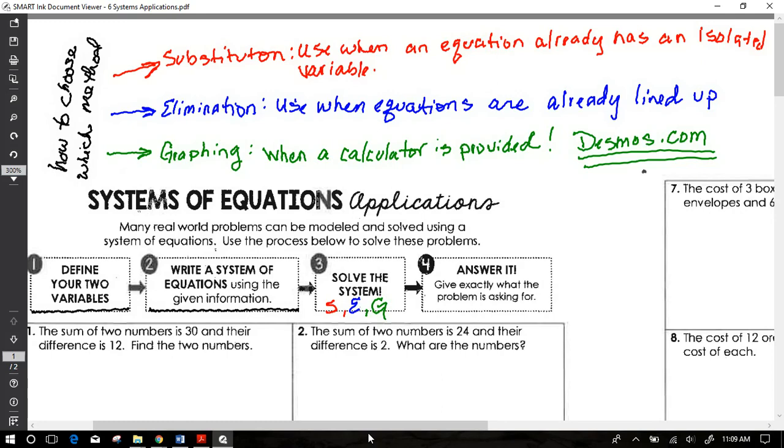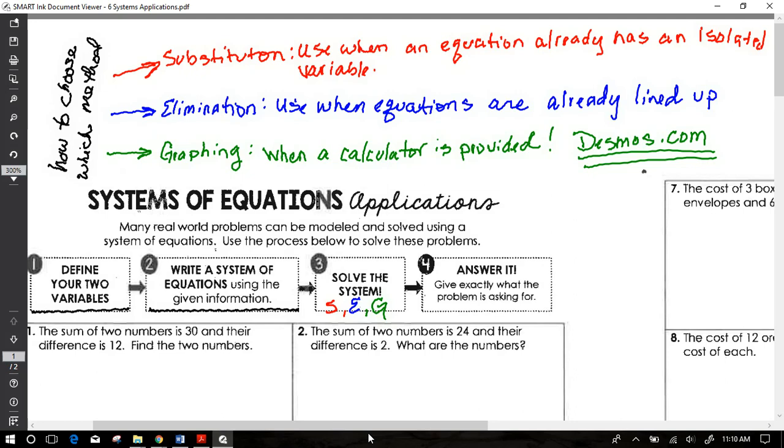All right, so substitution method, we're going to use that whenever an equation already has an isolated variable. Elimination, we're going to use when the equations are already lined up for us. And graphing, remember on your EOC and on our NC check-ins, sometimes you will have problems where you are not allowed to use a calculator. That's why it's so important to learn the substitution and elimination methods. But if you have a calculator provided to you, then you can use the calculator.